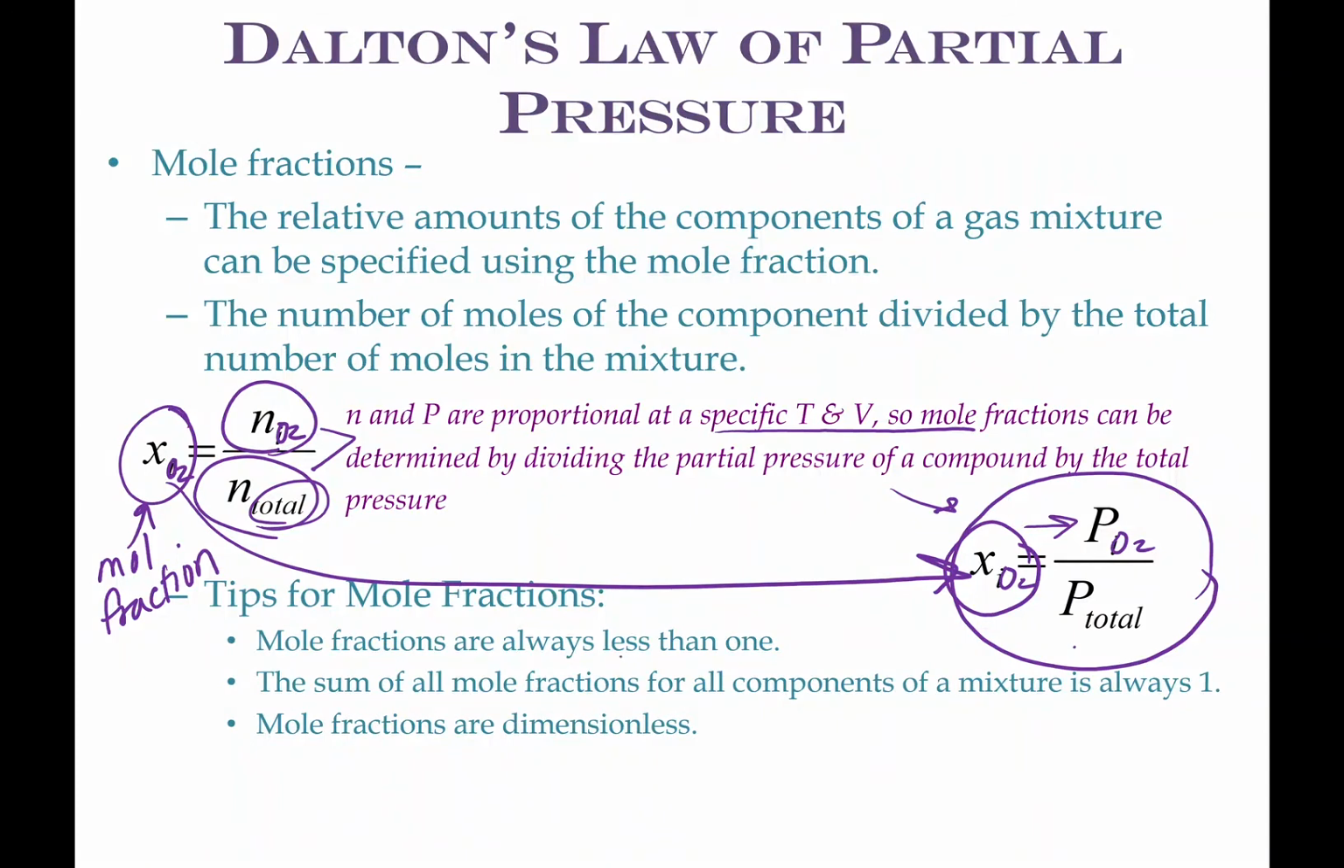Now note, mole fractions are always less than 1. The sum of all of the mole fractions should equal 1, within a few hundredths or something like that if we had significant figure issues. And mole fractions are always dimensionless. So moles divided by moles is 1, right? And whatever atmospheres or whatever pressure unit you're using, they're going to cancel out, because whatever it is divided by itself is going to be equal to 1, so it cancels out.